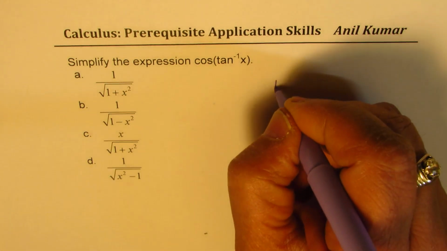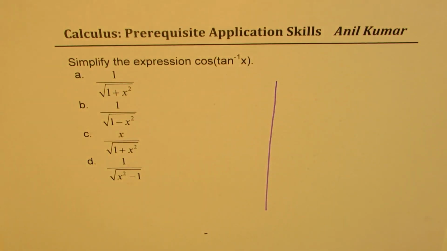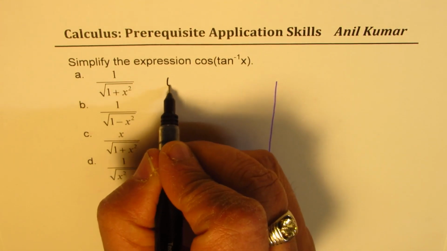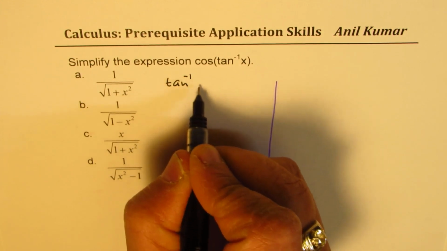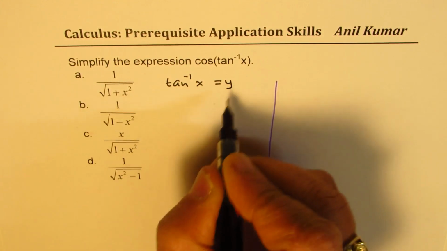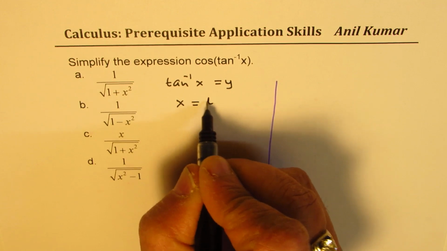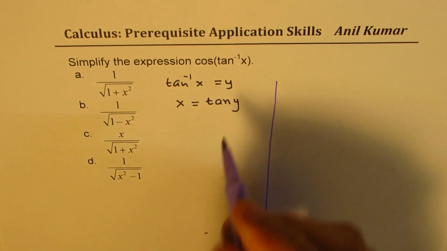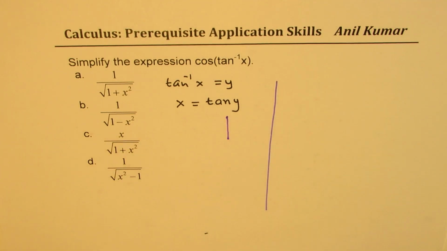Now I'll try to solve this in 2 different ways. You can adopt the method which you think is easier for you. Understand both the techniques. So whenever we talk about inverse function, we have tan inverse x. Let it be equal to y. In that case, x will be equal to tan y, correct?